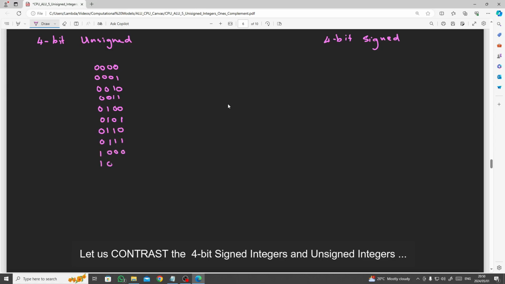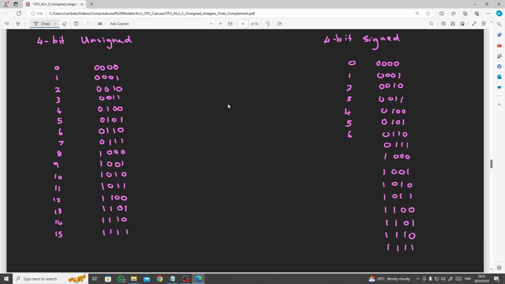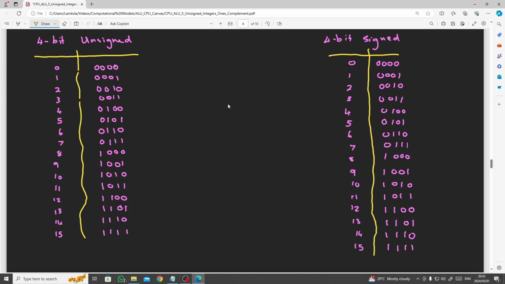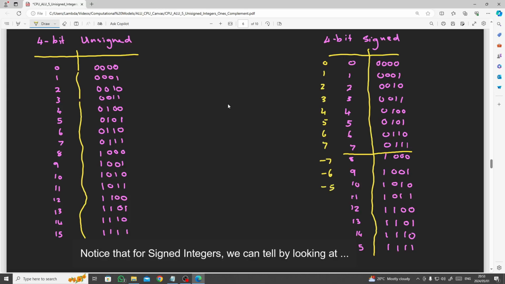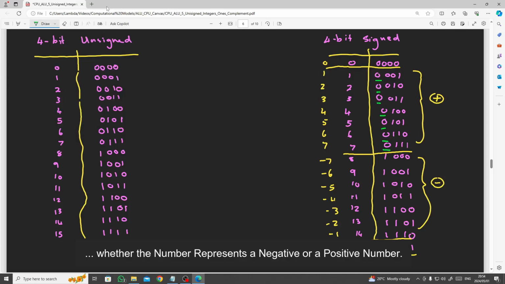Let us contrast the 4-bit signed integers and the 4-bit unsigned integers to better explain some of the insights and key features that each of the new number systems provide. Notice that for signed integers, we can tell by looking at the most significant bit, the leading digit, whether the number represented in computer memory represents a negative or a positive number.